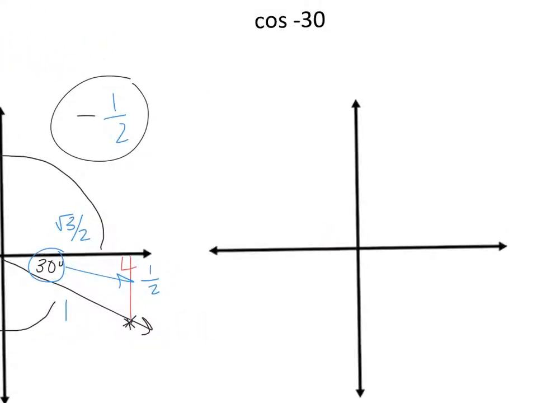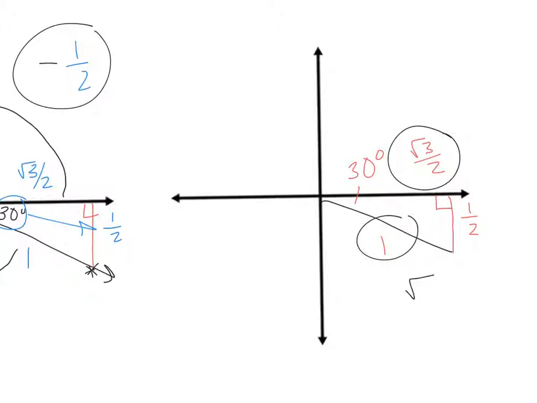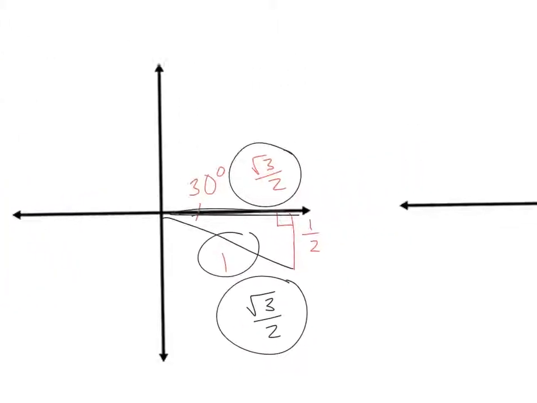And then cosine of negative 30, going down, go up, make a 90, 30 degrees, mark your side lengths. So cosine is adjacent over hypotenuse, so it's root 3 over 2. But now you have to look, its x value is positive, so the answer is positive root 3 over 2.